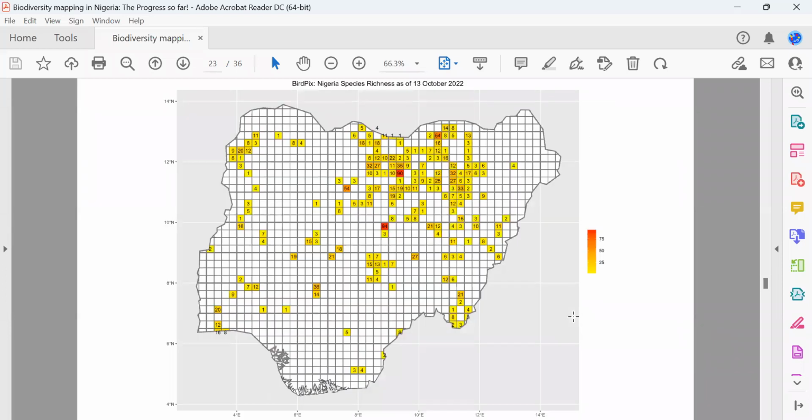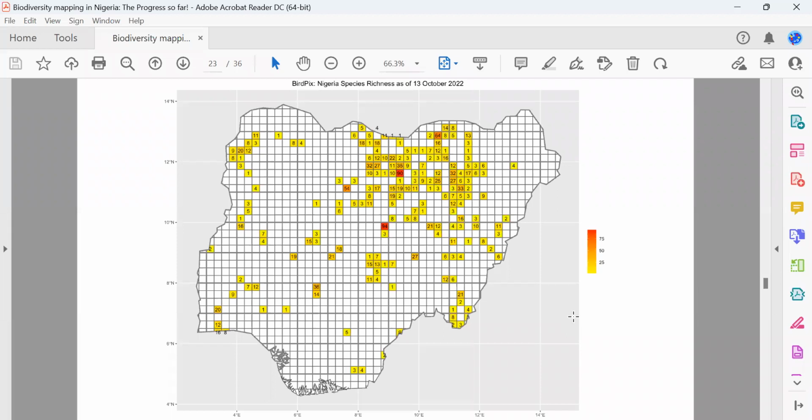And this is the species richness on the BirdPix project from Nigeria. You can see the grid cells, and the numbers you are seeing are the number of bird species in each grid cell. You can see the grid cell around Ipinlọ, we have 94, and that means there are 94 bird species biomapped in that grid cell, in terms of photos. Then we have 90 around Dutse, that is the grid cell of my university. We have 90 species of birds that we biomapped.